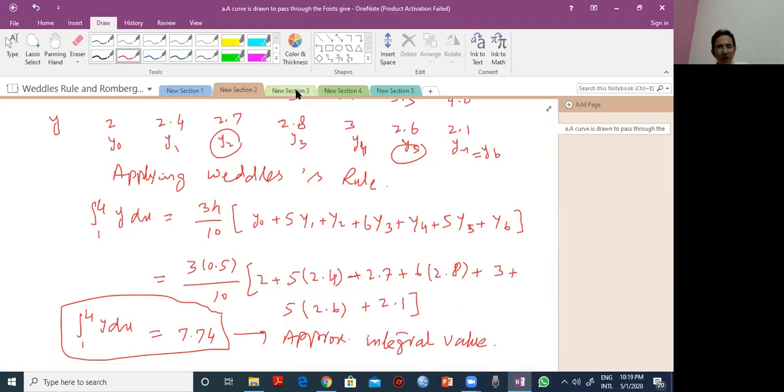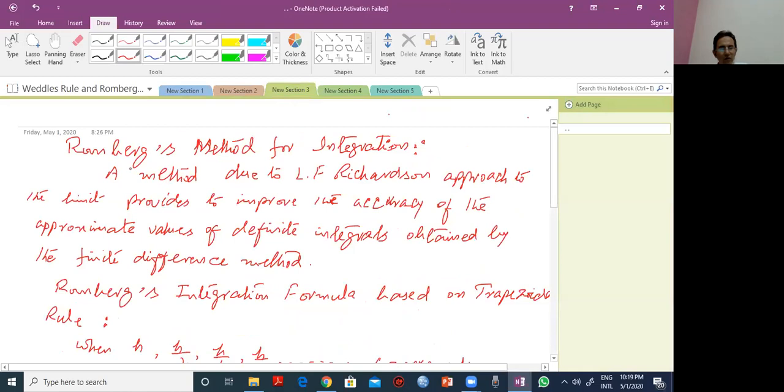Now continue, student. Today we will talk about Romberg's method for integration. Student, a method due to L.F. Richardson, a mathematician, the approach to the limit, provides a way to improve the accuracy of the approximate values of a definite integral obtained by the finite difference method. So this formula is known as Romberg's method for integration.